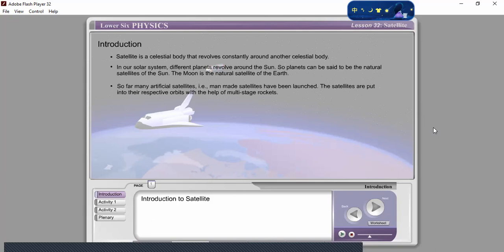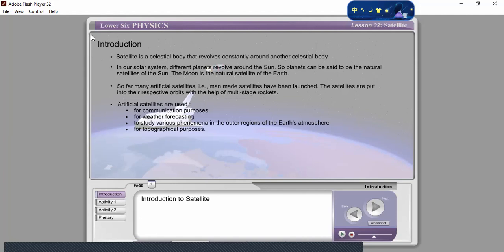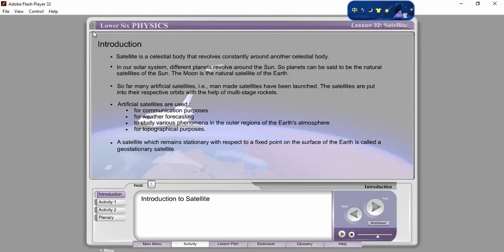The satellites are put into their respective orbits with the help of multi-stage rockets. Artificial satellites are used for communication purposes, for weather forecasting, to study various phenomena in the outer regions of the Earth's atmosphere, and for topographical purposes. A satellite which remains stationary with respect to a fixed point on the surface of the Earth is called a geostationary satellite. These satellites are used for communication purposes.